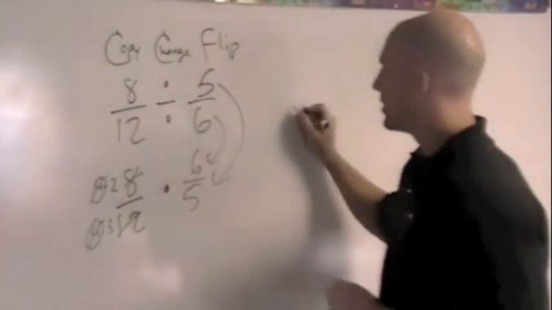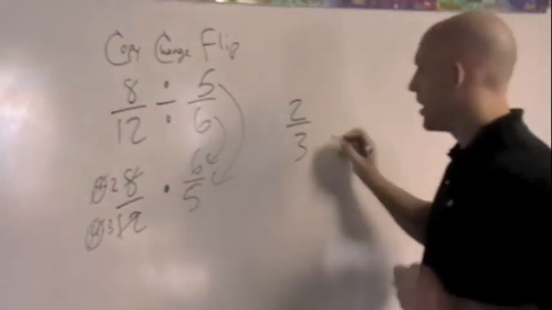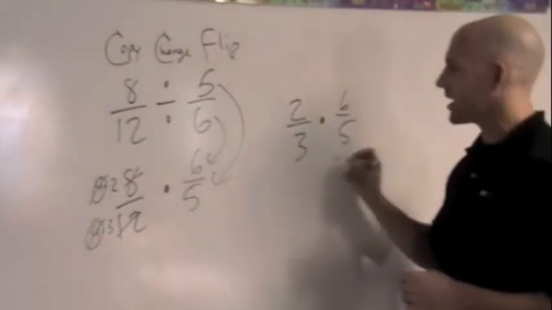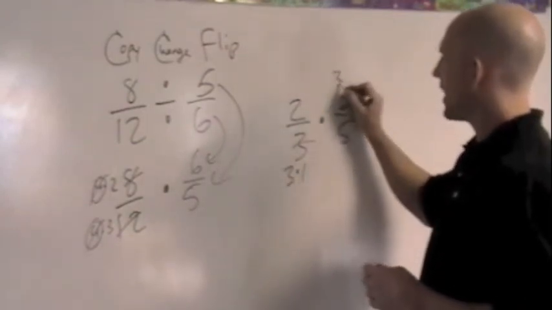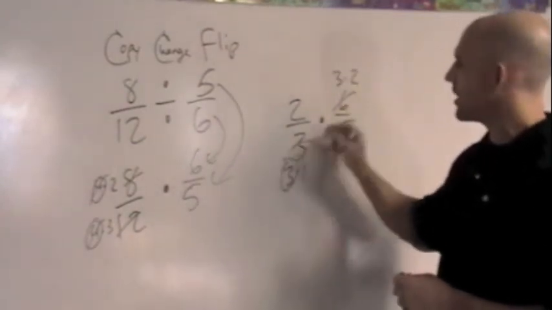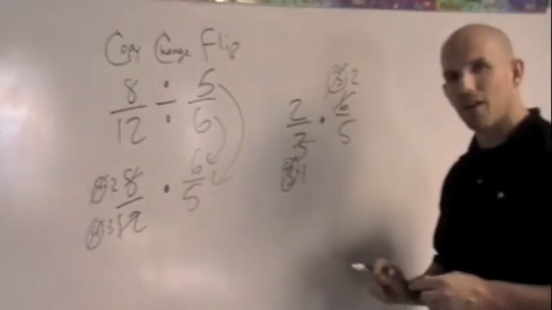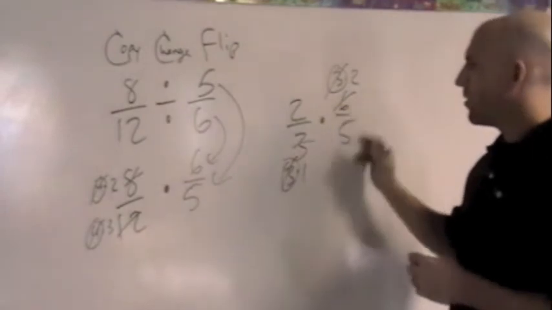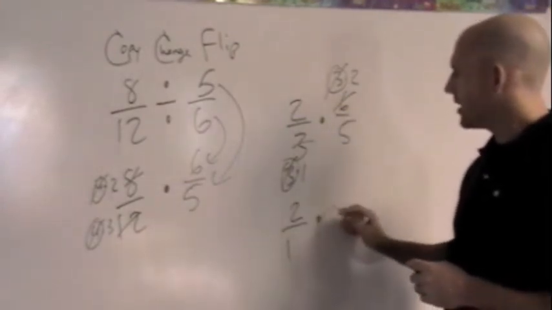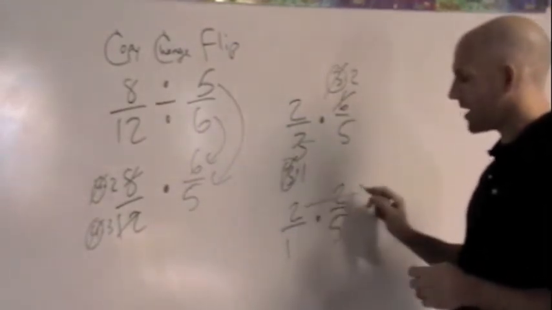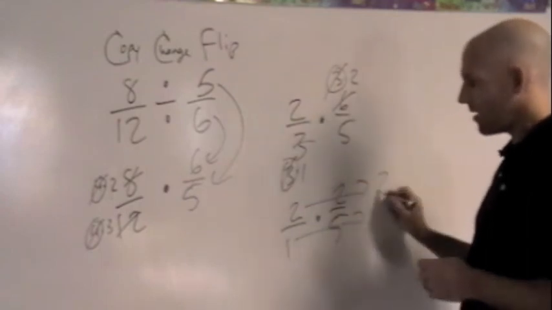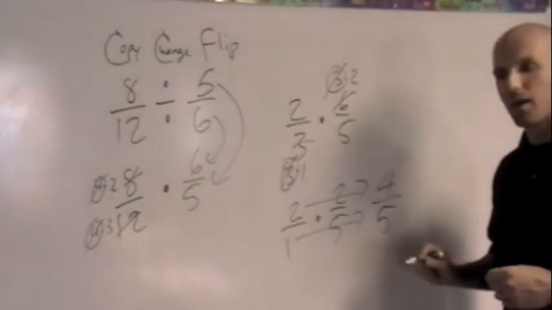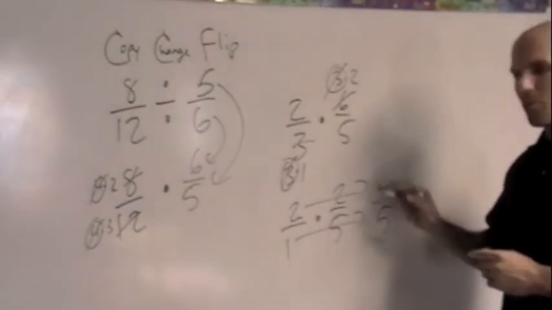Let's take a look at 2/3 times 6/5. Can we cancel? We sure can. 3 and 6 both have a common factor in them. Okay, they both have this 3. So we want to go ahead and simplify out that 3. Again, diagonally simplify. Cancel out that 3. And what we're left with is 2 over 1 times 2 over 5, multiply straight across, and we're going to end up with 4/5.